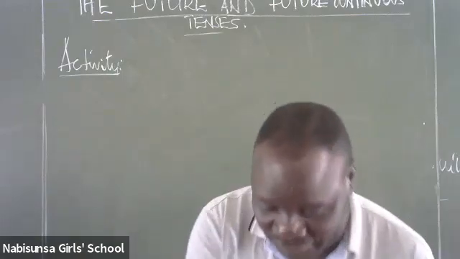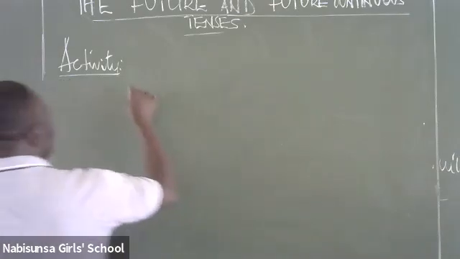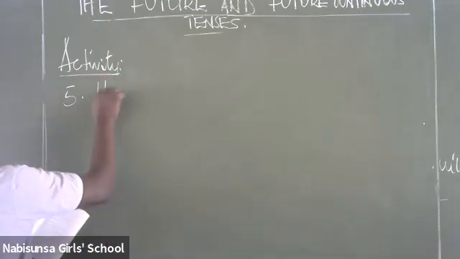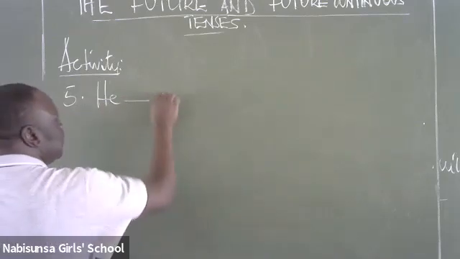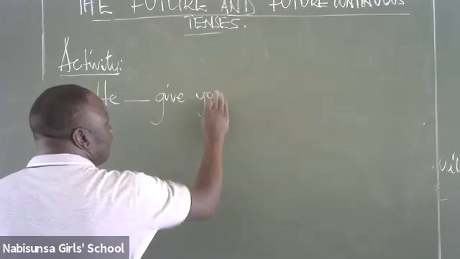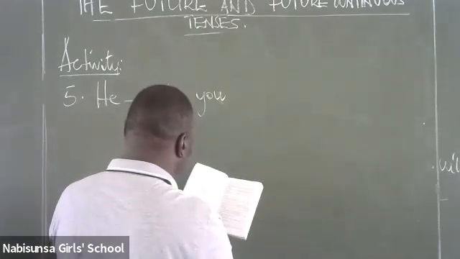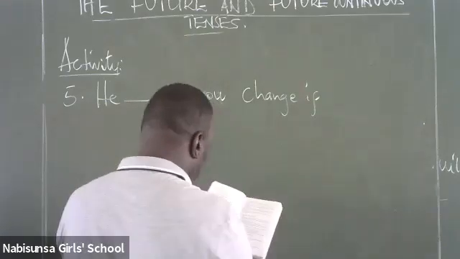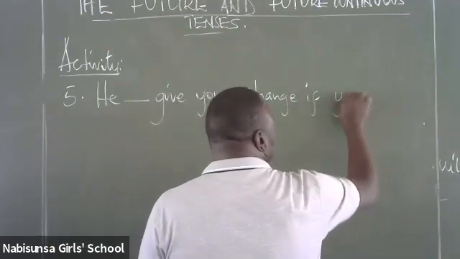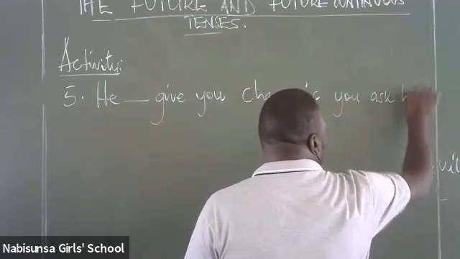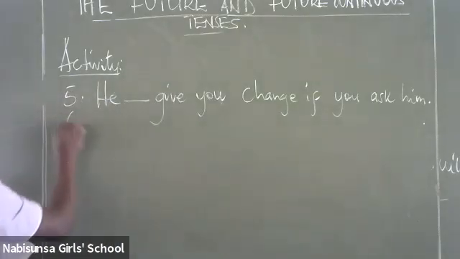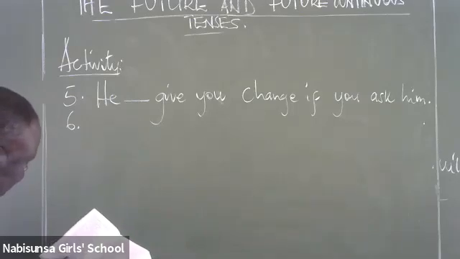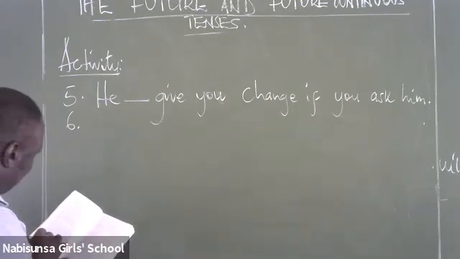So I have number 5, 2 more, and then we see what to do. So we have number 5. Number 5 says, he dash give you change if you ask him. Stop. Then number 6 says, let me look for one.